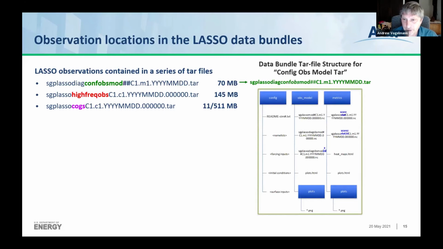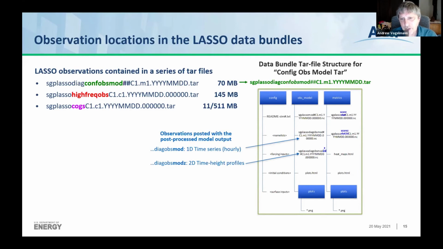So this is the same image that Bill had, and where you will find the observations. The observations are posted in the same files where post-processed model output is. It's just a different field within that file. That way you have both the model and the observations in the same spot, but this part's focused on the observations. Mod is where you get your 1D time series, and mod Z is where you get the time height profiles. If you have an earlier release, it possibly will not be mod Z, but mod 2D, but the files are the same, just the names are slightly different.